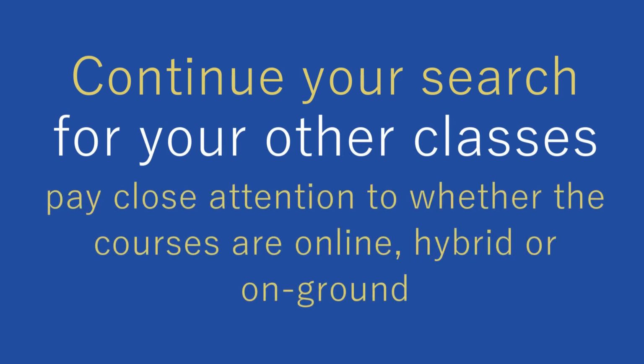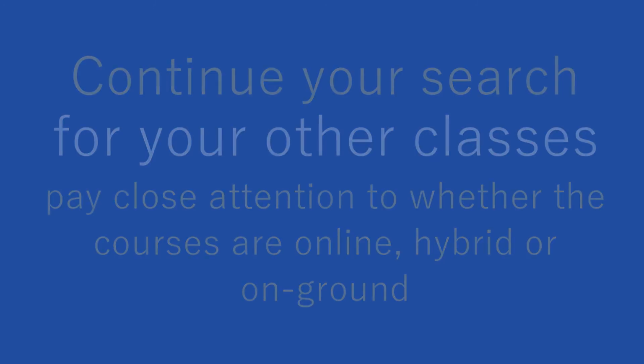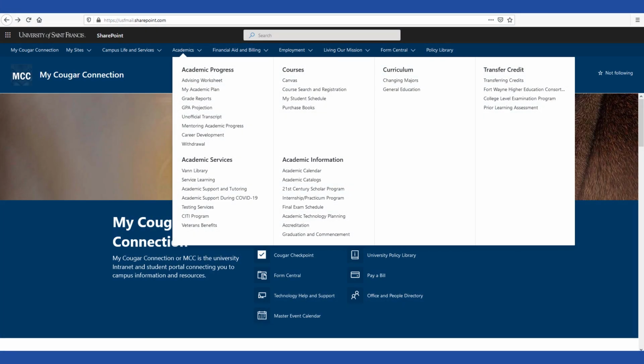Pay close attention to whether the courses are online, hybrid, or on ground. Congratulations! You've successfully registered for your courses for the next term. You can see an overview of your schedule from MCC by again looking under Course Registration on the Academic tab. My schedule is just below Course Search.